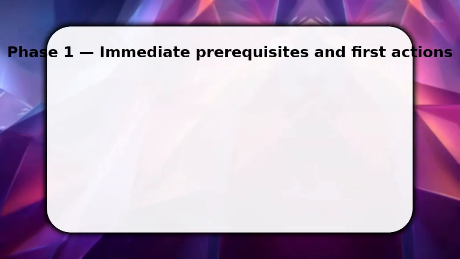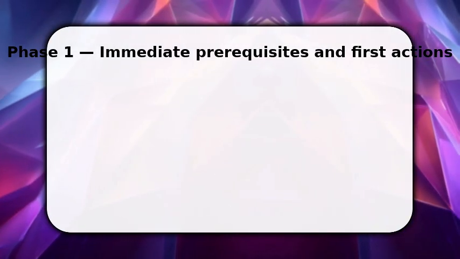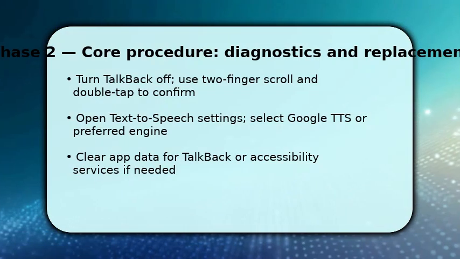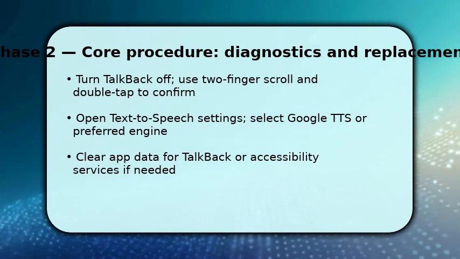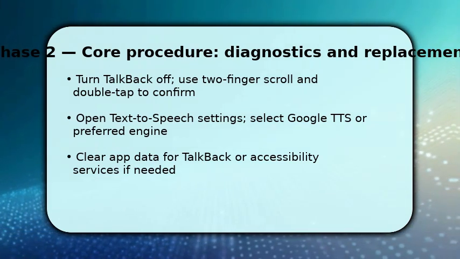You do this because changing speech engines or toggles may fix misbehavior, and you want direct access for the next steps. Once Talkback is off, proceed to text-to-speech settings and select a stable engine like Google TTS. You do this because a corrupt engine often causes issues.